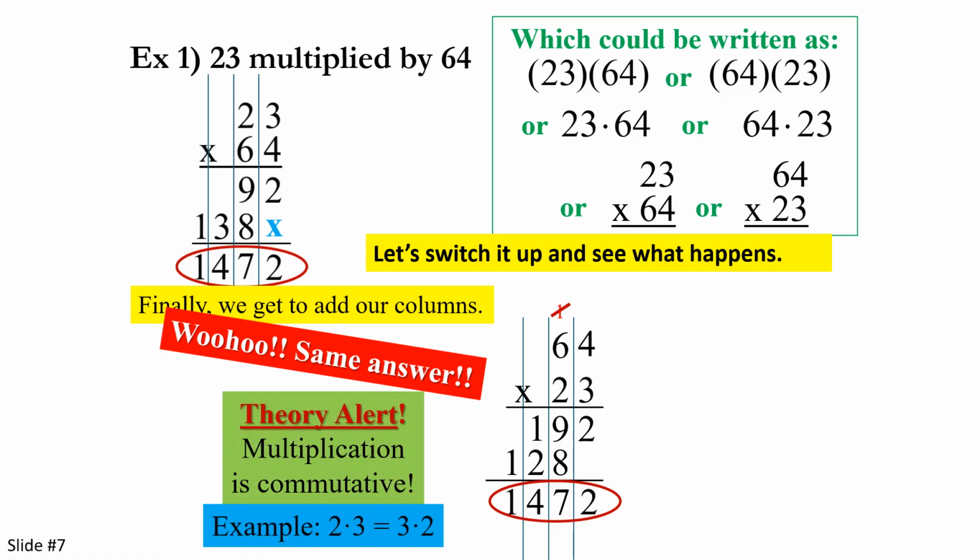Okay, here's your theory alert. Multiplication is commutative. Example, 2 times 3 is the same as 3 times 2. So the order in which we write multiplication doesn't matter.